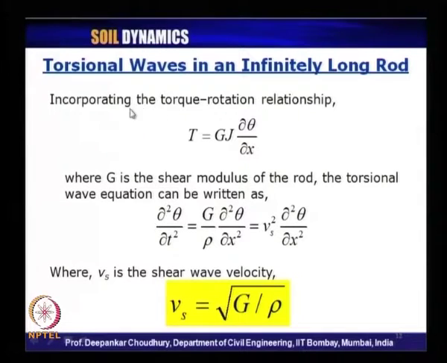So, now we have torque relationship with respect to del theta del x in this form, T equals G J del theta del x, where G is the shear modulus of the rod. So, the torsional wave equation can be rewritten in this form, that is del 2 theta del t square equals G by rho del 2 theta del x square, where this G by rho is represented as V s square. This V s is called the shear wave velocity, which is represented as root over G by rho.